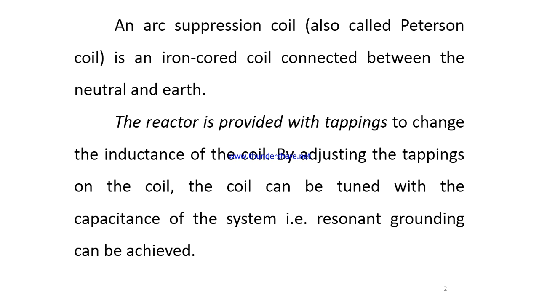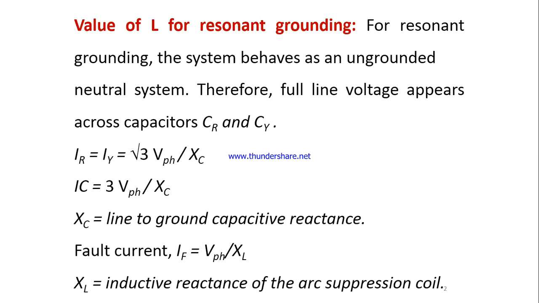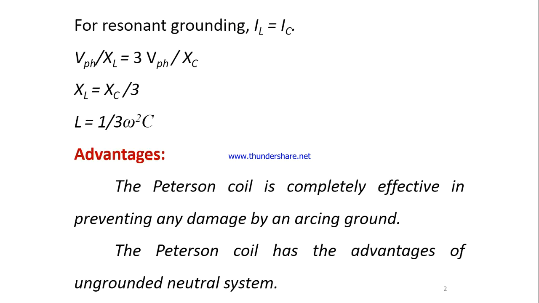And the reactor which is provided with tappings to change the inductance of the coil is being highly emphasized here. By just changing the tappings, the coil can be tuned with the capacitance. Hence the grounding is very effective in this case. So these are some of the values of IR, IC, XC, IF, etc. And this is how we will calculate for the resonant grounding. IL is equal to IC, L is equal to 1 by 3 omega square C.